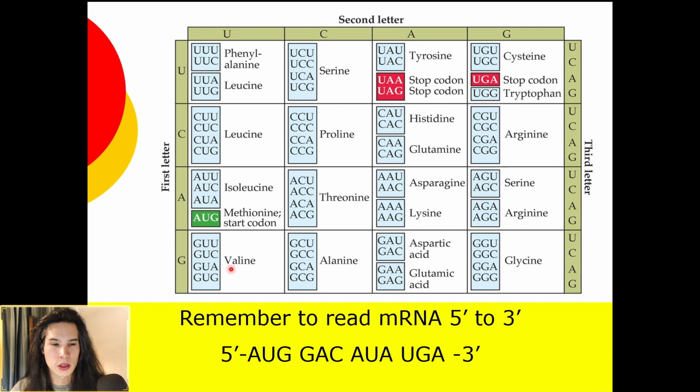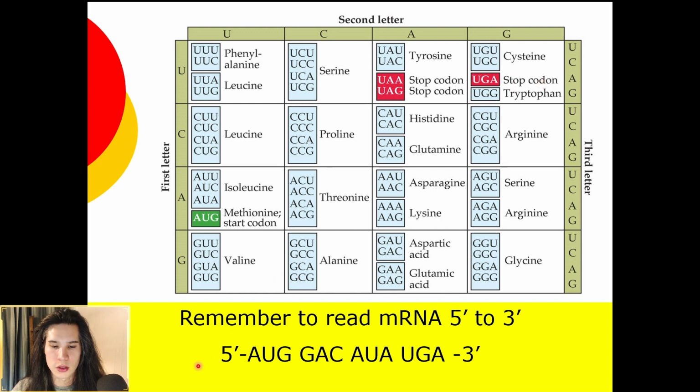AUA is the next one. So we have our first letter A here, and then U is the second letter, and then the third letter is A, so AUA, and that's going to code for isoleucine. Then next we have UGA. Our first letter is U, our second letter G, so the cross section between U and G is this box, and UGA is a stop codon.